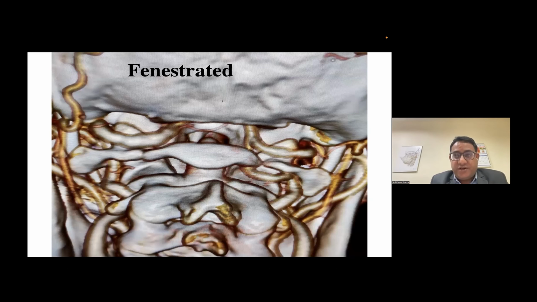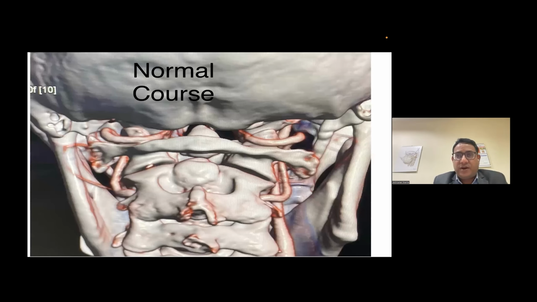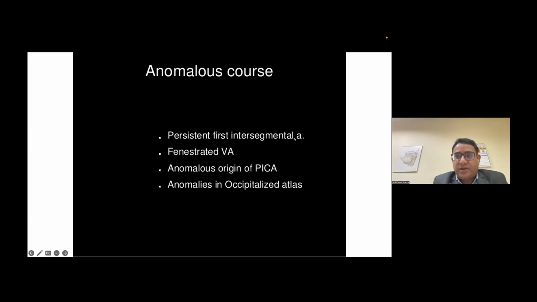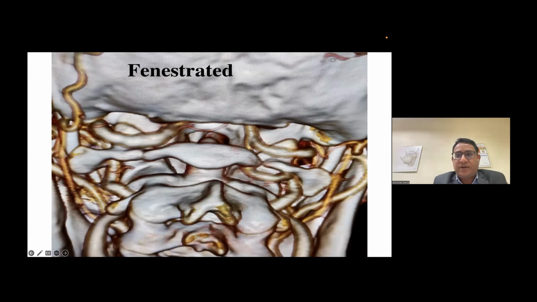So what is a fenestrated vertebral artery? In a fenestrated vertebral artery, one branch of the vertebral artery passes caudal to the C1 arc. If you can recall, this is the normal course of the vertebral artery. This is the normal course, and here one branch passes below C1. Here our area of interest lies. We need to dissect, we need to prepare the joint and we need to put the C1 lateral mass screw.